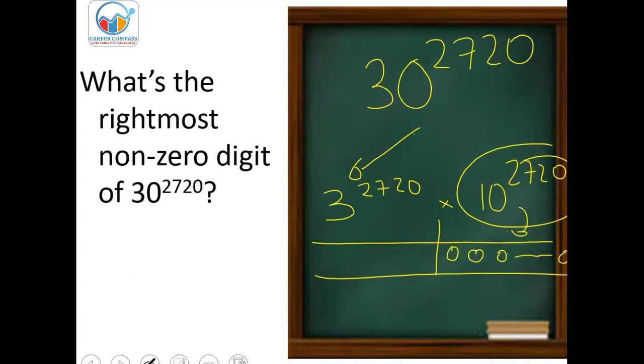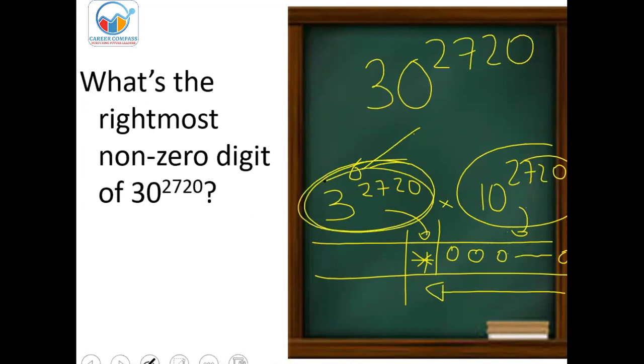Which means all that matters to me is the unit digit of this number, no? So that will be my answer. Remember, the question is, what is the rightmost non-zero digit? So after covering all the zeros from the right end, what is the first non-zero digit that you come across? Which is the same as the unit digit of 3 to the power 2720.